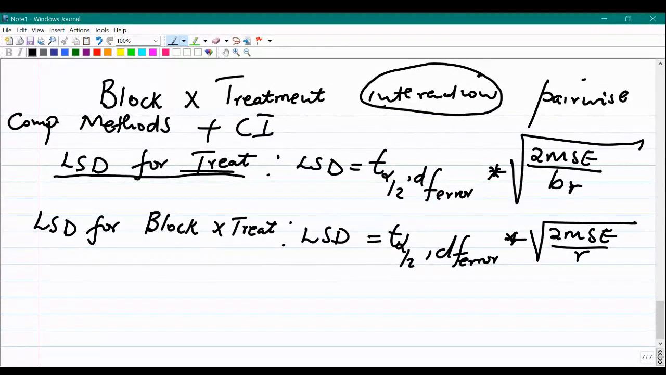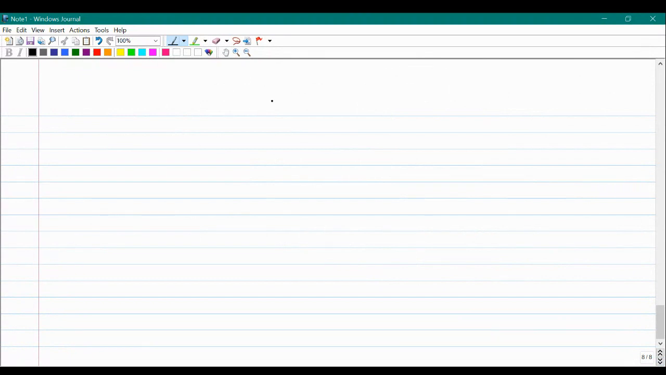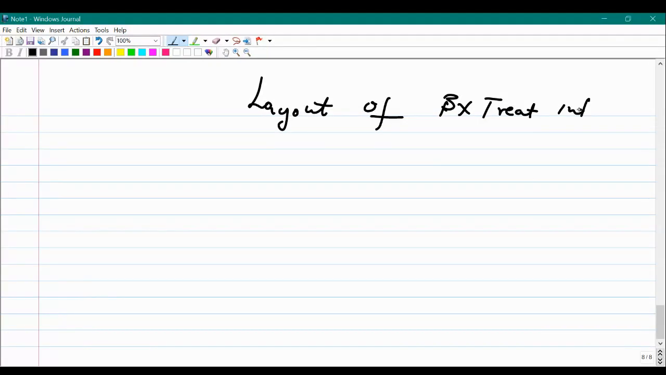Can I please explain the logic behind these formulas? Why are we saying it's like this? Even if we don't do an example, as long as you understand where we are going. Suppose, the layout is very, very important. Layout of blocks by treatment interaction. We said suppose we have the blocks this side, 1, 2, 3, up to the B block. And 1, 2, 3, up to the T treatments.